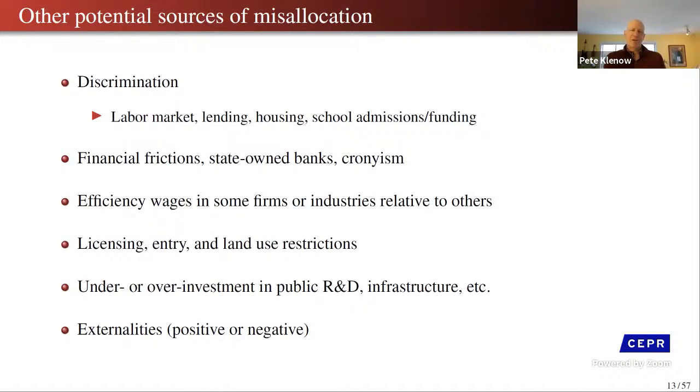Now, this might run into what I was alluding to earlier, which is, can the planner really improve on it? And it turns out they can. If the planner knows this set of firms or this set of industries is plagued more by asymmetric information than another one, subsidizing the high efficiency wage firms and industries will actually improve allocations. It's kind of counterintuitive, as it was when I first started seeing people do this, but it's true in some of those models. Okay, so lots of government policies like licensing, entry, land use restrictions. This is what I was alluding to earlier in the question. There could be under or over investment of public spending on things like R&D and infrastructure that itself could lead to misallocation. And then any externalities, positive or negative, lead to misallocation.